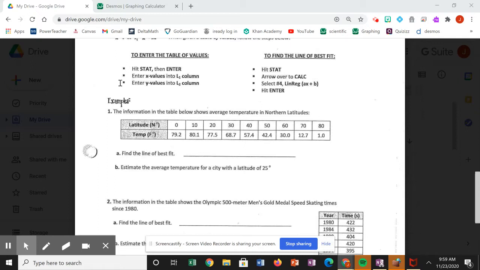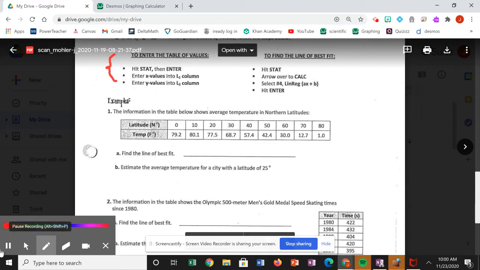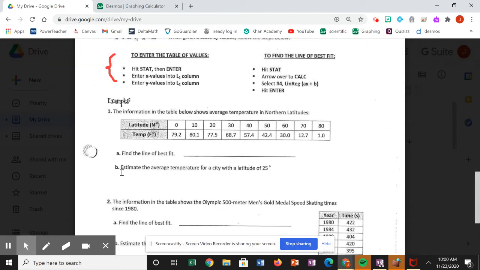Before I get started, right here, these first steps at the top, if you want to see how to use a handheld graphing calculator to do this, these are the steps that you would follow. So if you want to try and figure that out on your own, you can, but I think that the Desmos is a little bit more user-friendly, so that's what we're going to use, the Desmos calculator.